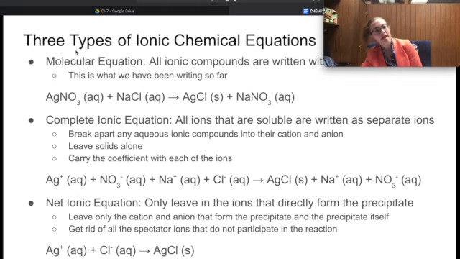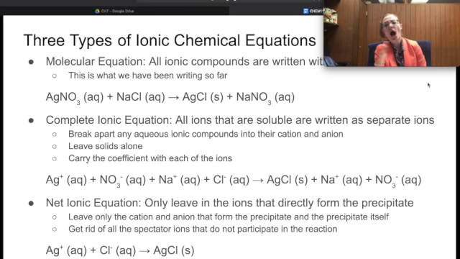So our first type of equation is a molecular equation. A molecular equation is what we have been looking at this whole time. All the ionic compounds are smushed together. Straightforward. In comparison, we might have a complete ionic equation.